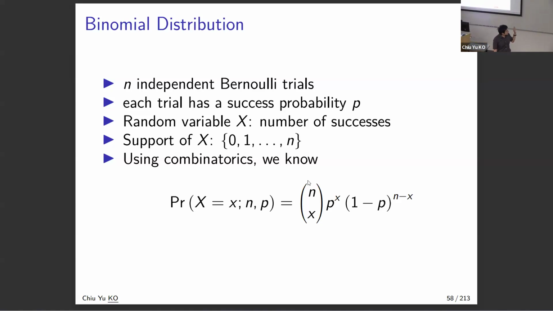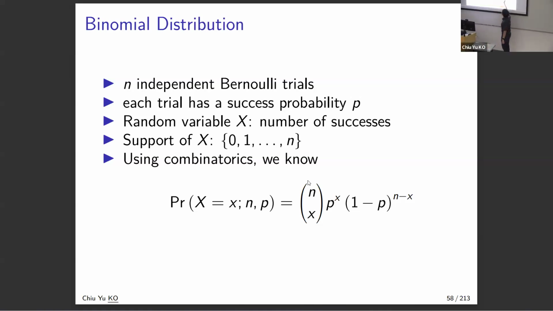The thing is, there are many, many ways to achieve X successes out of n possible trials. That is nCx. The reason is you can imagine n balls. You have to pick X balls there. Each ball, if you draw it, means that this is a successful outcome. So there will be nCx, which is this term.